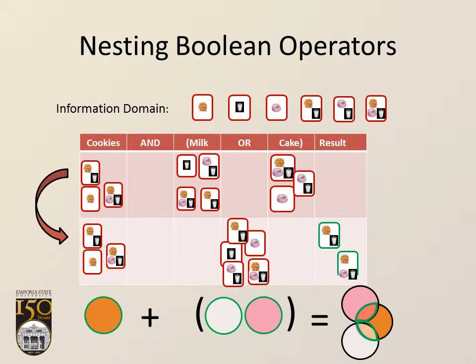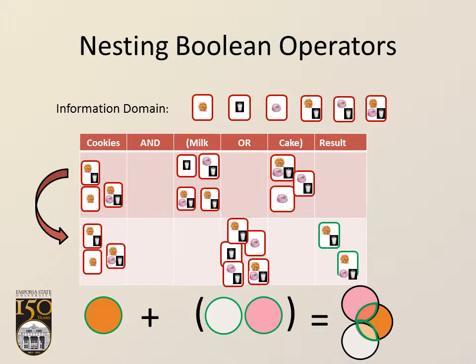We then pull back all the items which contain cookies. Okay, so we have 2 sets. We combine them with the Boolean operator AND, and what we end up with is menu items which have either cookies and milk in it or cookies and cake in it. The resulting set is cookies and milk, cookies, cakes, and milk.